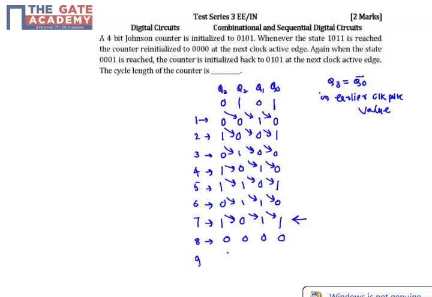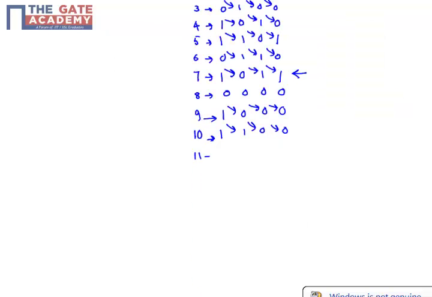So ninth clock pulse 0 0 0, this is 1. Tenth clock pulse 1 0 0 1. Eleventh clock pulse 1 1 0 1. Twelfth clock pulse, this is 1 1 1 1. Then after that, thirteenth clock pulse, this is 1 1 1, this is 0.